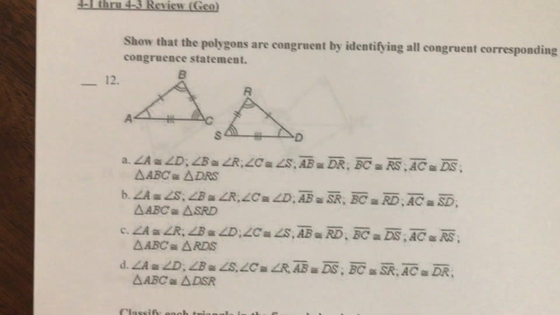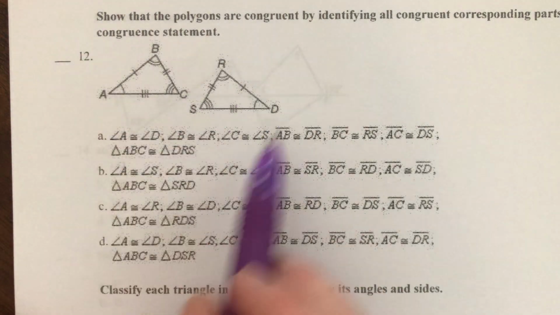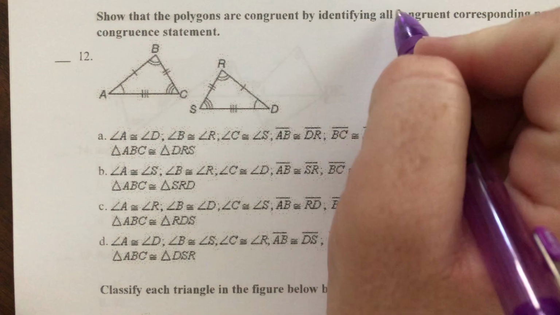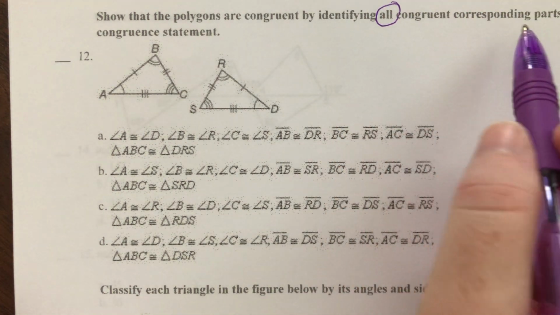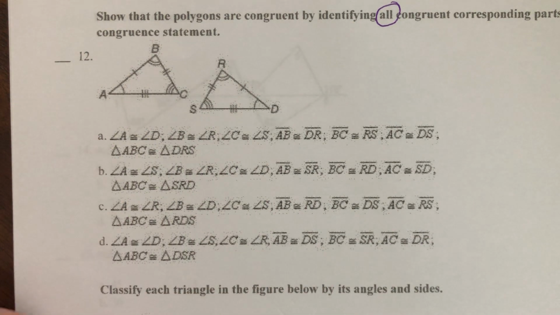Number 12 looks super long, and it's not. It's actually pretty easy. So here, I want to start comparing sides. It says, show the polygons are congruent by identifying all congruent corresponding parts, then write a congruent statement. So I want to start out with each individual side, each individual angle. I've got to name all the corresponding parts.